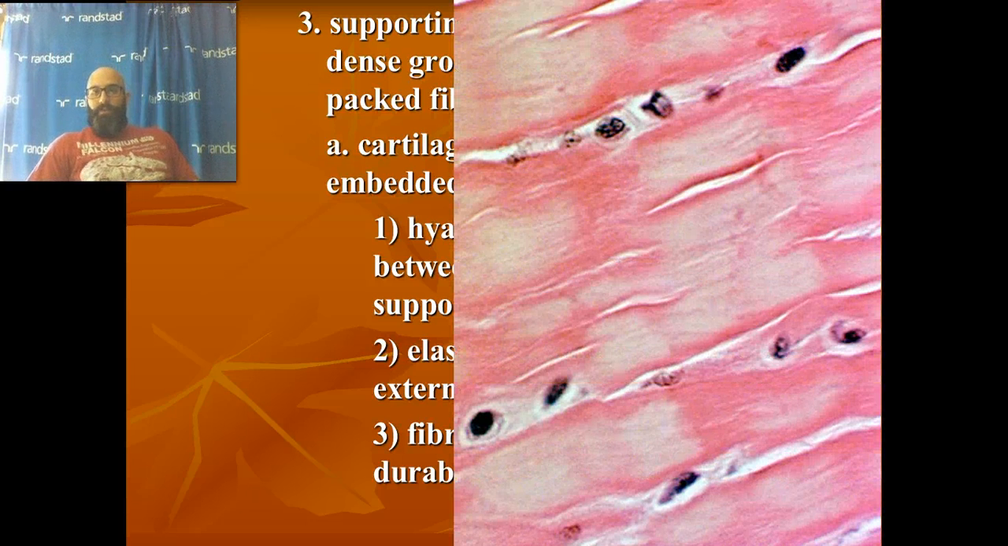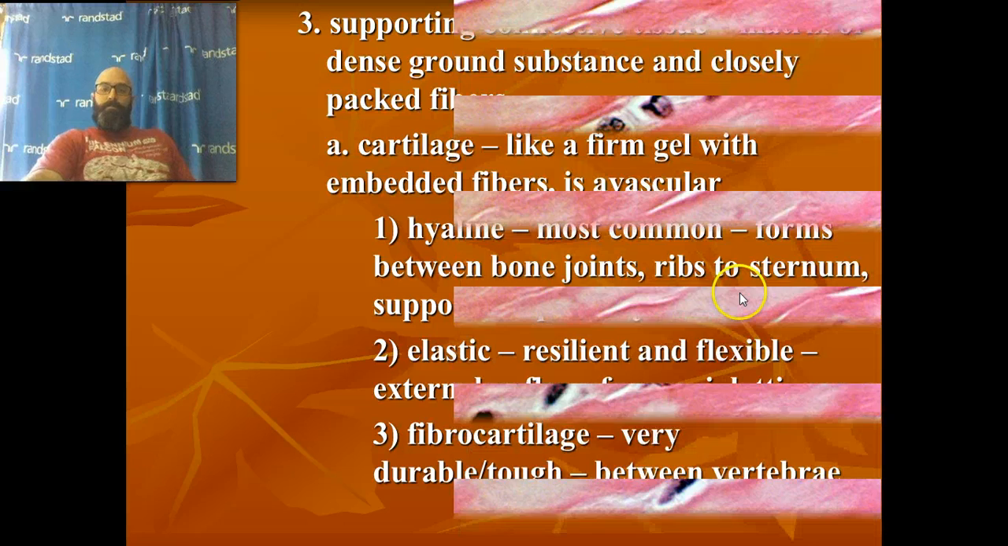If you look at fibrocartilage, it looks very, very fibrous. You can see the chondrocytes embedded within. There's not as many chondrocytes, and all the fibers run in one parallel direction.